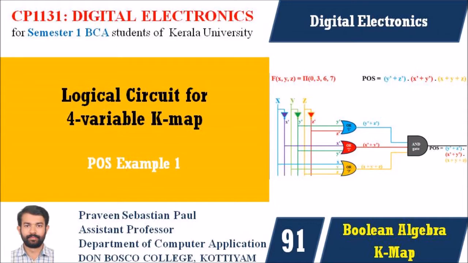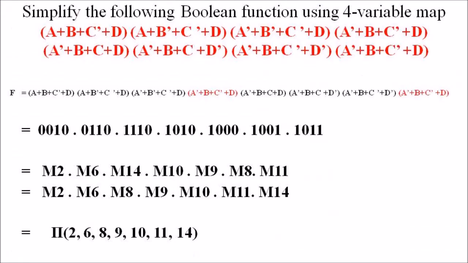In this lecture, we are discussing the logical circuit for a 4-variable K-map for a POS. So, my dear students, in the last lecture, we had discussed the 3-variable K-map logical circuit. And let us consider our example. This question was actually solved in lecture number 87.